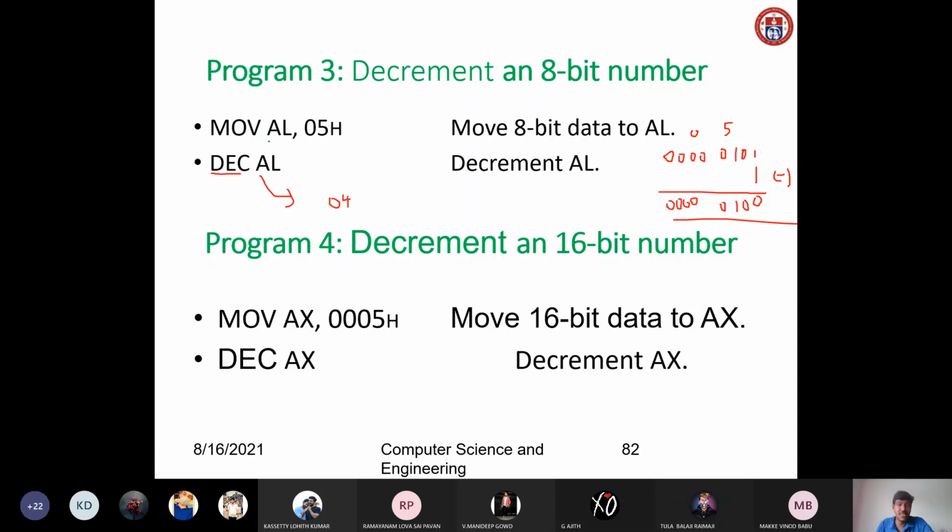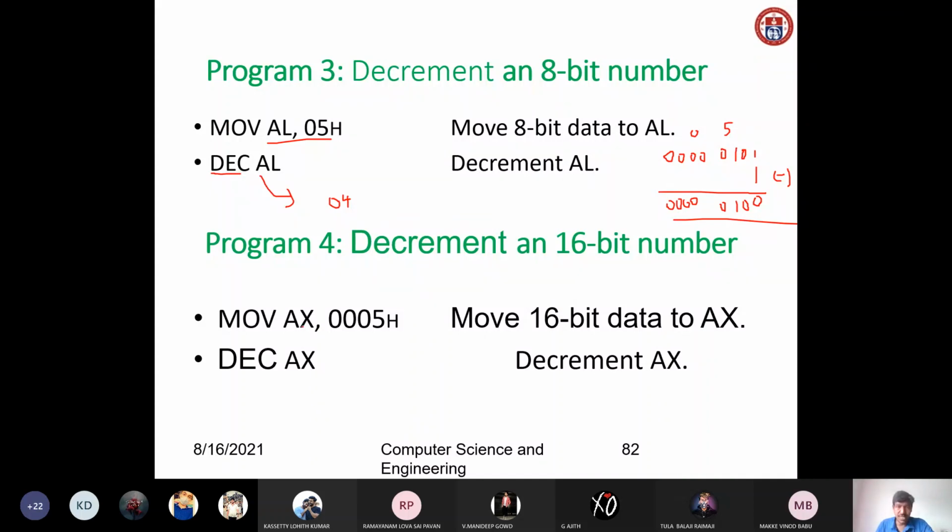Okay, remember here this is actually two address. We have two operands. First one is a mnemonic. The mnemonic I have used here is move, followed by two operands, AL and 05. But in the second instruction I have only one operand, so that is a destination operand. So AL, decrement AL. This will decrement the AL value by 1.